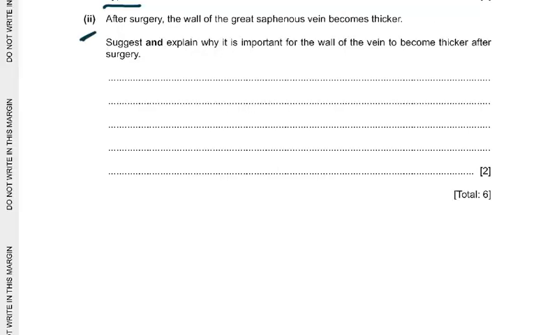And now we come to the last part of the last question. After surgery, the wall of the great saphenous vein becomes thicker. It's a vein taken from some part of the body. Suggest and explain why it is important for the wall of the vein to become thicker after surgery.